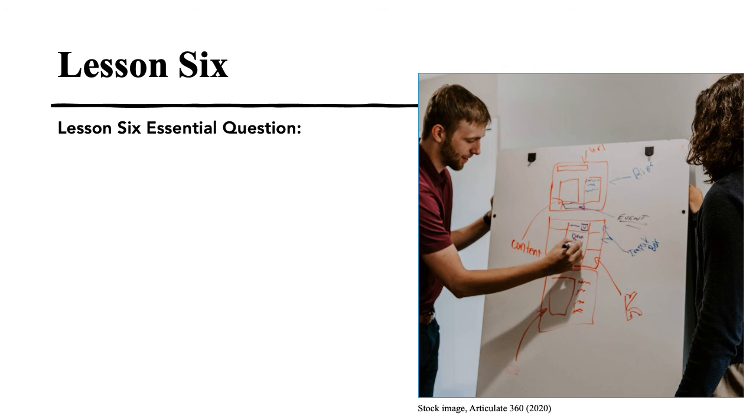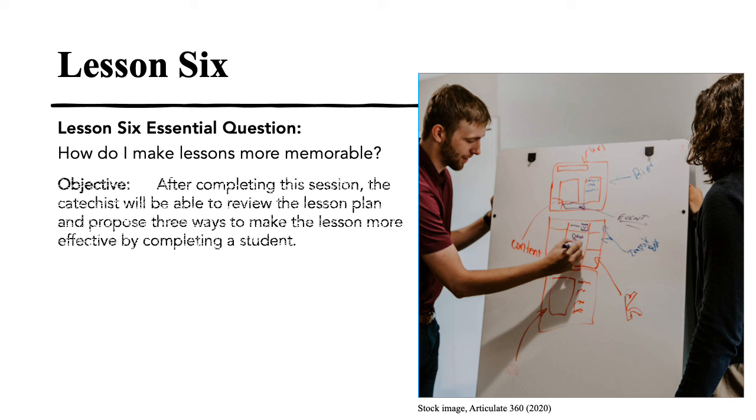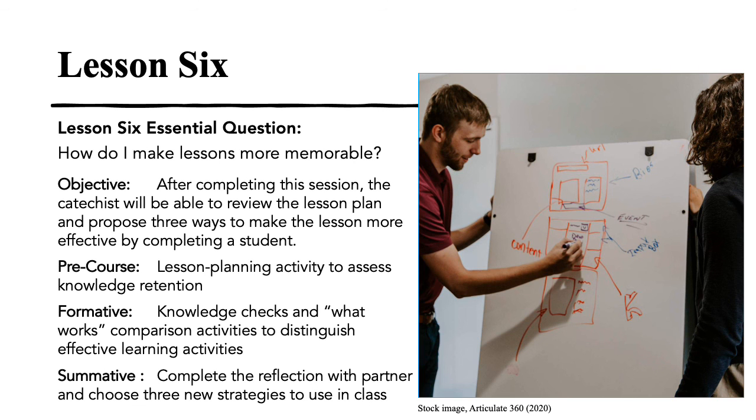Now that we've created our lesson plans, is there anything we can do to improve them? That's the idea behind Lesson 6, how do I make lessons more memorable? After completing this session, the catechist will be able to review the lesson plan they've created and propose 3 ways to improve it. Working with a partner, they will complete a reflection and choose 3 new strategies to use in the class.